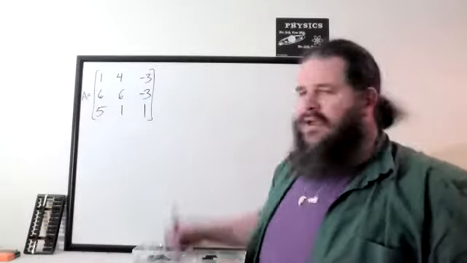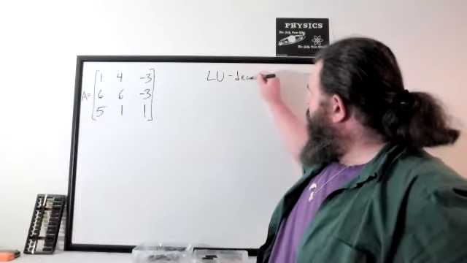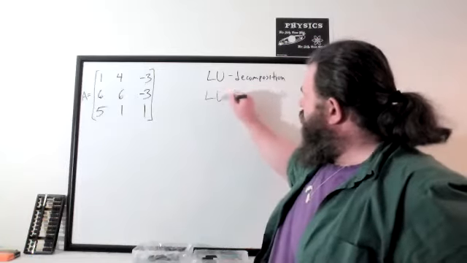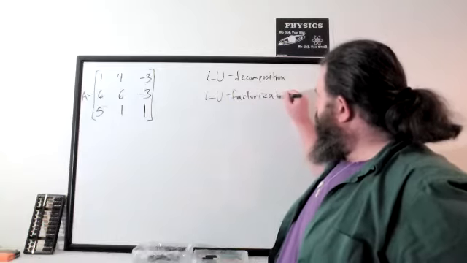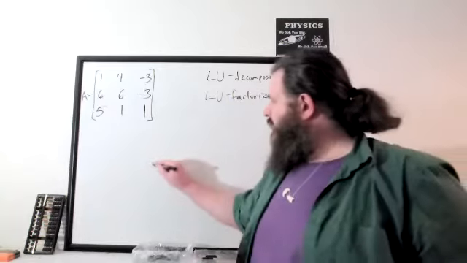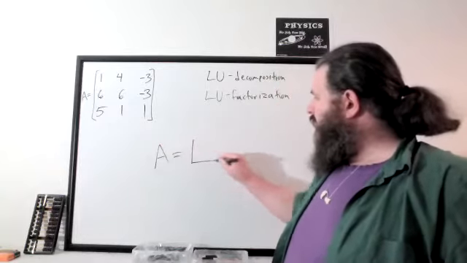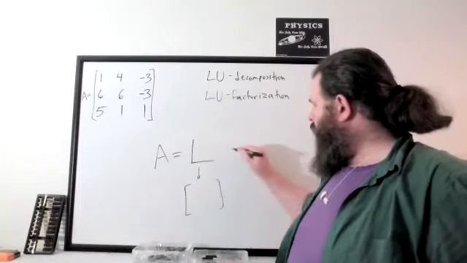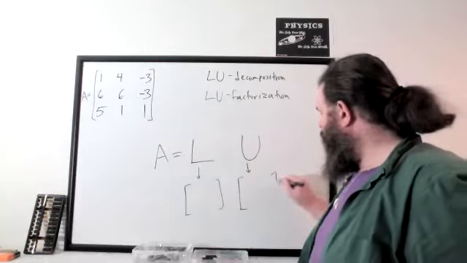So this matrix A, we want to decompose into LU form, LU decomposition, or LU factorization, same thing. The idea is we want to rewrite matrix A as some matrix L that's purely lower triangular, and some matrix U that's purely upper triangular, multiplied.